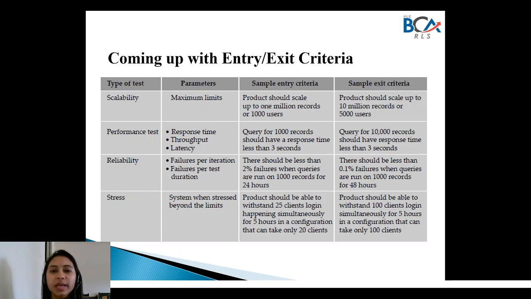So the product should be able to stretch to 1 million records when there are 10,000 users querying your application. Okay. And the exit criteria is, the product should scale up to 10 million records or 5,000 users. Okay. So when you meet this criteria, you will stop the scalability testing.